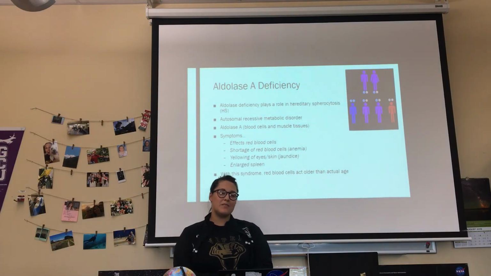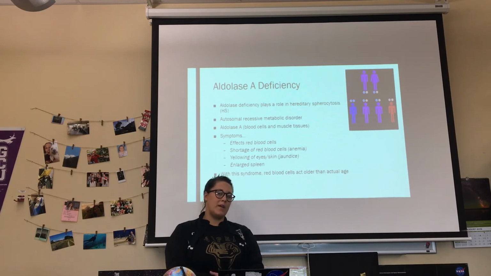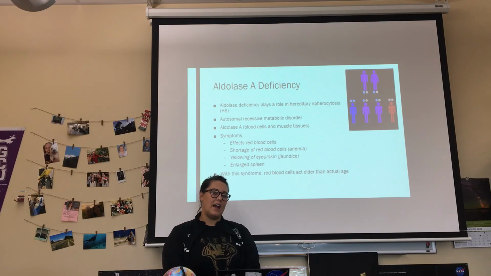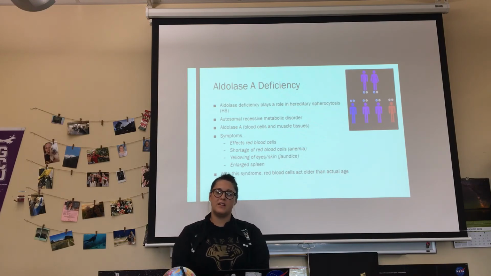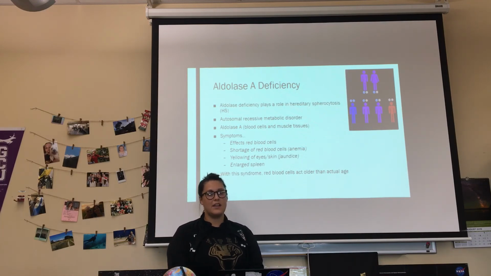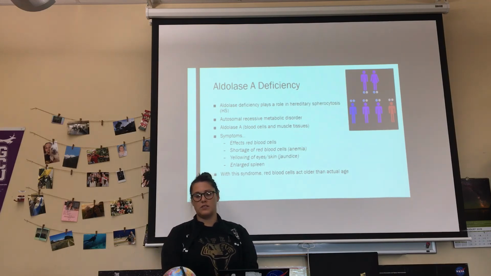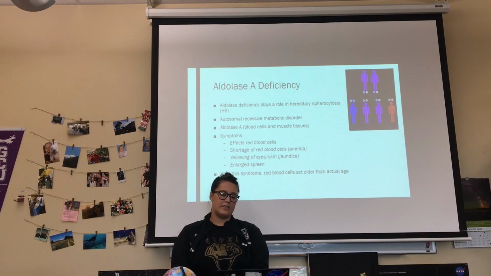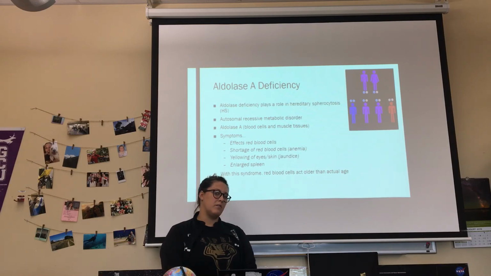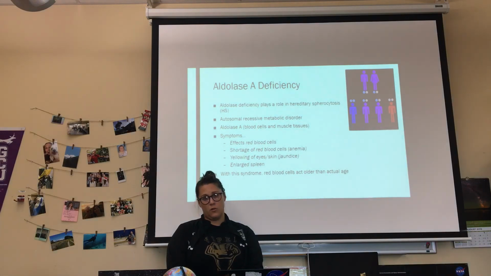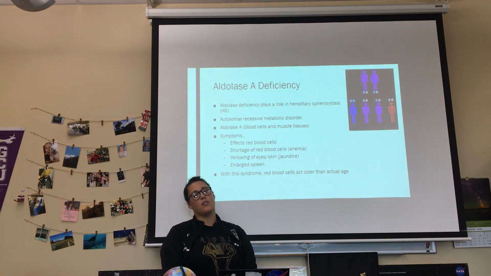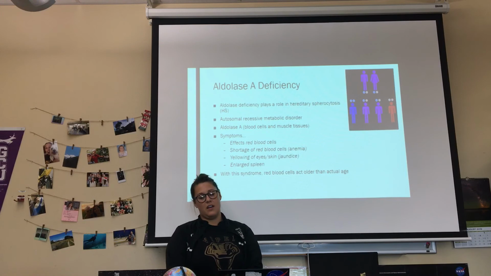So the main thing with this syndrome, the big problem for patients who experience this and are diagnosed, is that their red blood cells tend to act older than they are. Red blood cells, just like every part of the body and every cell in the body, have an age. They live and they die just like whole human organisms do. Unfortunately, with aldolase A deficiency, these patients have red blood cells that act much older than they are. So even when they're newer and younger, they act old, causing them to die off earlier.